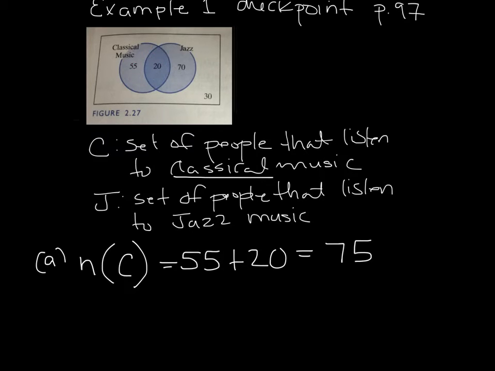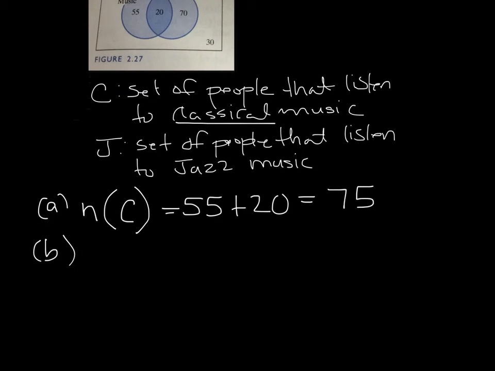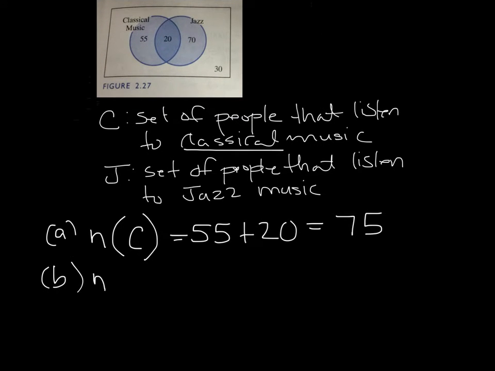Okay, so let's try part B. And B says, how many respondents listened to jazz? Okay, so that's going to be, I labeled it J, so N of J. Well, how many people listen to jazz? The number? Well, that would be everybody in this circle, so that would be 20 plus 70. So 20 plus 70 gives me 90.